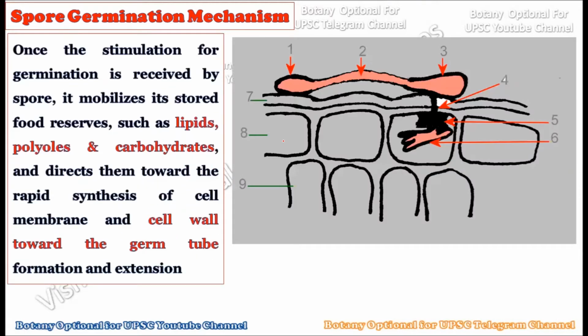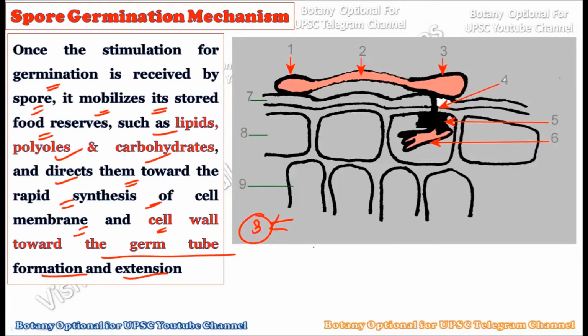Now see, once the stimulation for germination is received by the spore, it mobilizes the stored food reserves such as lipids, polyols and carbohydrates, and directs them towards the rapid synthesis of the cell membrane and cell wall, towards germ tube formation and extension. We have discussed the three mechanisms regarding spore germination on the plant surface. So after getting this stimulation for germination, what will happen? Generally a spherical spore is there, and this spore is going to form the germ tube like this.